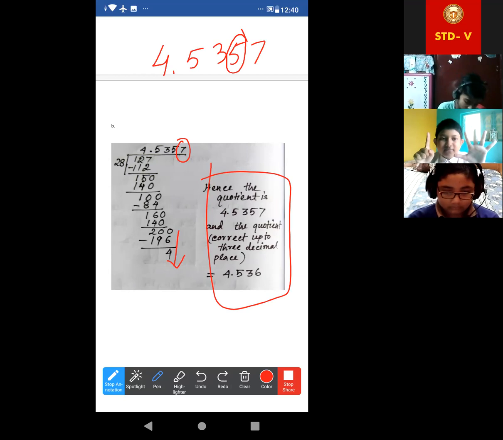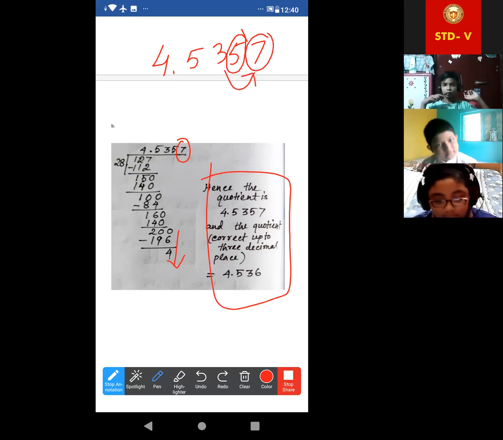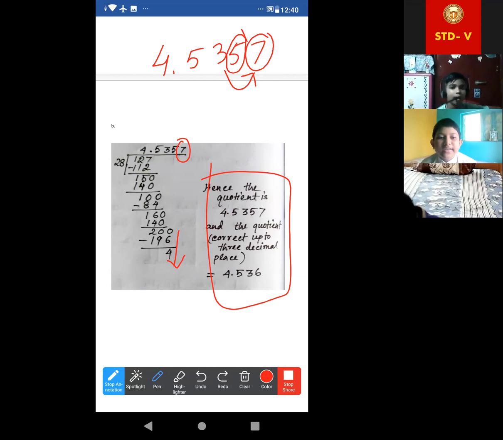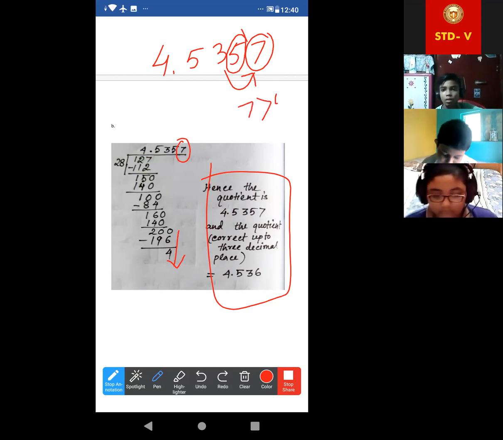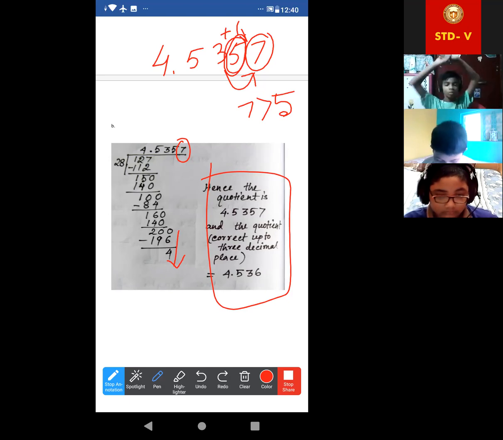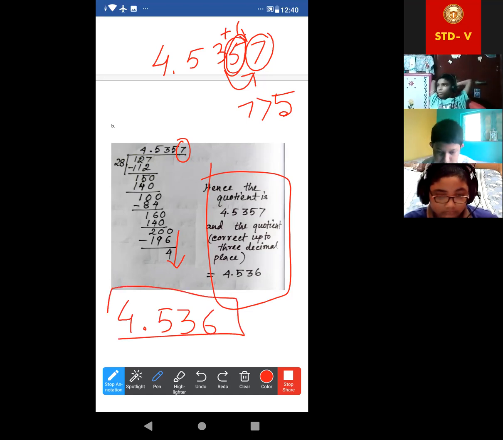Now let me explain for others also. The immediate right digit is 7. 7 is greater than 5. So we have to add 1 to the 3rd decimal place, that is to 5. So it will be 4.536. Got it, all of you? Understood? Completed?